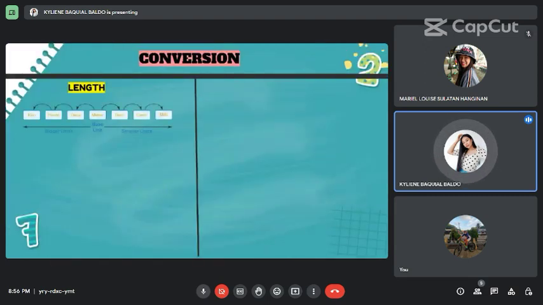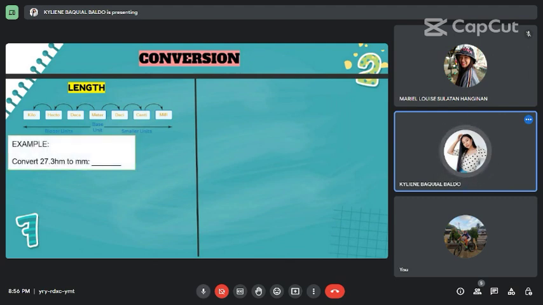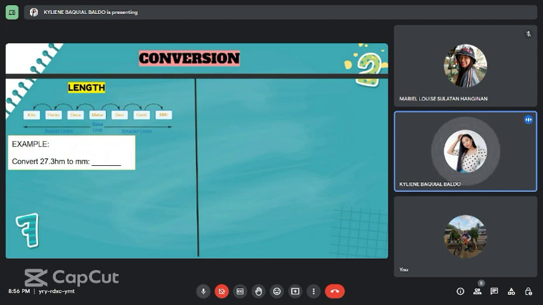In this picture, we can see the metric system of length. So for example, how can we convert 27.3 hectometers to millimeters? First we have to find hectometer and millimeter on the picture. We know that hectometer is on the left and millimeter is on the right. So we have to count from left to right to millimeter.